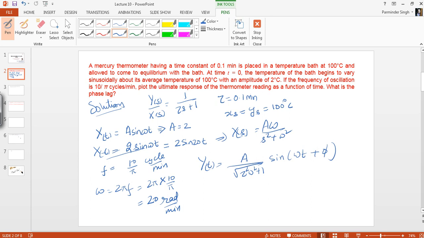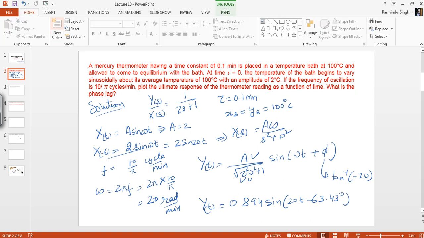Now we know the value of A, tau, omega, and phi. Phi is tan inverse of minus tau omega. We can substitute all the values and get Y(t). After substituting, Y(t) comes out to be 0.894 into sine of 20t minus 63.43 degrees. Now let's see how we get this.